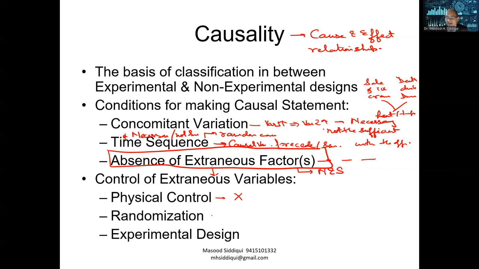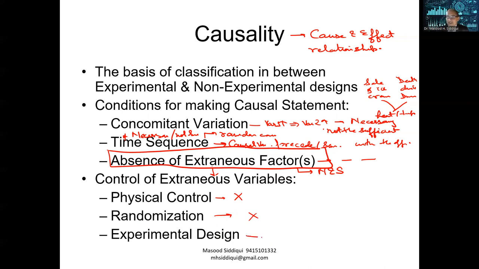The next one is randomization, right? That we assign random units to both the cause and effect factors, and try to control the extraneous variable. But randomization in itself is not able to control or make absent the extraneous factor. So it is not possible in real life that only randomization can achieve absence of the extraneous factor.